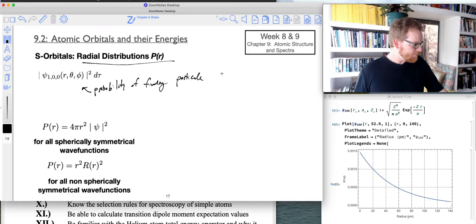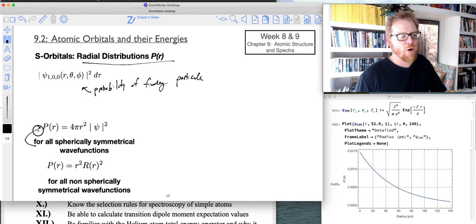Okay? And so if you recall now, if I put this whole thing together, as it turns out, I'm not going to show this derivation, but for all spherically symmetrical wave functions, we can create this probability distribution by going 4 pi r squared times psi squared. So where does all that stuff come from?